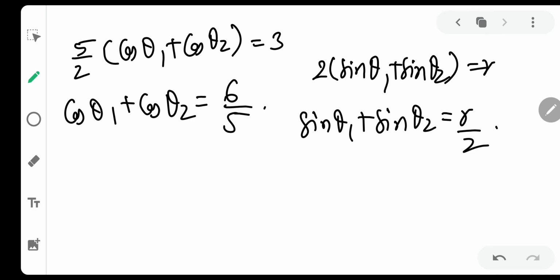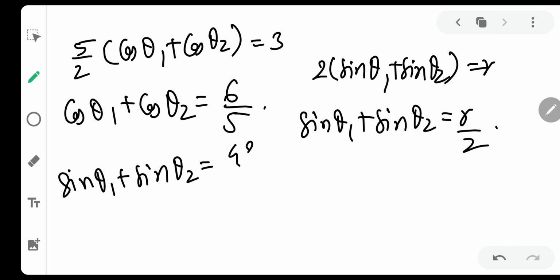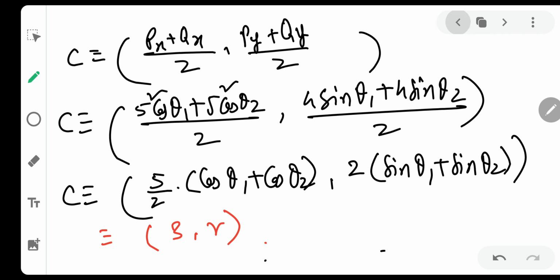So let us put down the value of sin theta 1 plus sin theta 2 as 48 by 25 divided by 2. 25 into 2 will be 50, so basically we have 48 by 50. I will not reduce it right now. And cos theta 1 plus cos theta 2 is 6 by 5. That is what we have. Very nice.